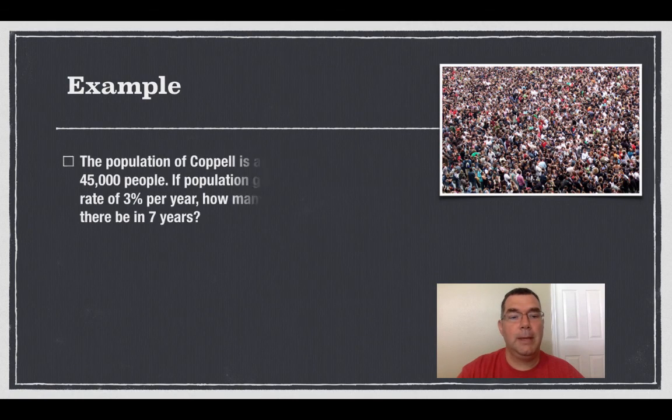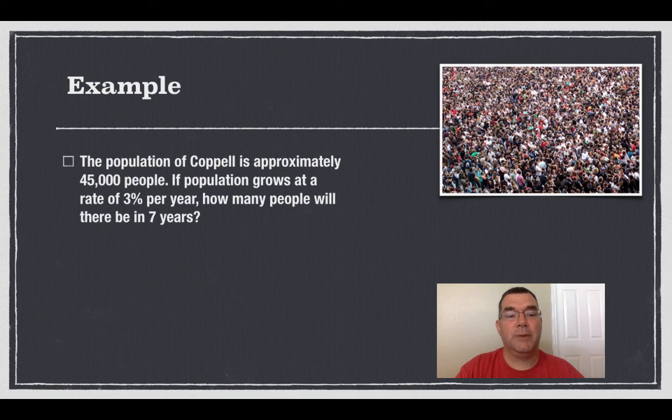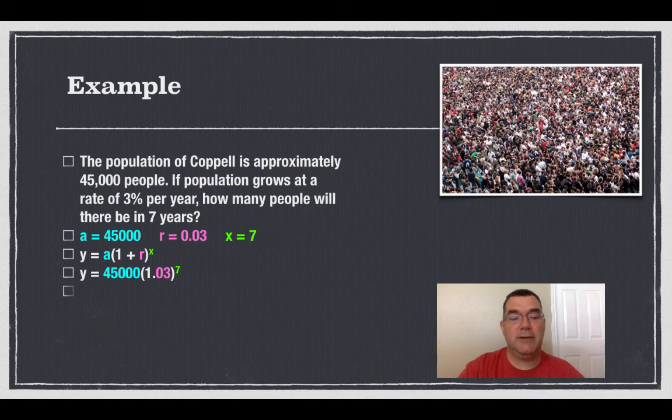All right, here's an example. The population of Capel is approximately 45,000 people. If the population grows at a rate of 3% per year, how many people will there be in 7 years? Well, my initial amount is 45,000, so I'm calling that A. The rate of growth is 0.03, that's 3% as a decimal. And then x is going to be 7 because that's how many years have gone by. So that's my function right there: y equals A times 1 plus R to the x. That's the standard function for growth. So I just replace A with 45,000, I replace 1 plus R with 1.03, and then x becomes 7, and that is 55,344 people.